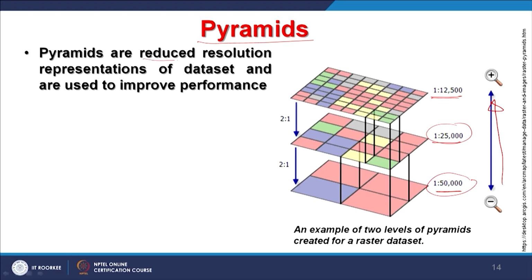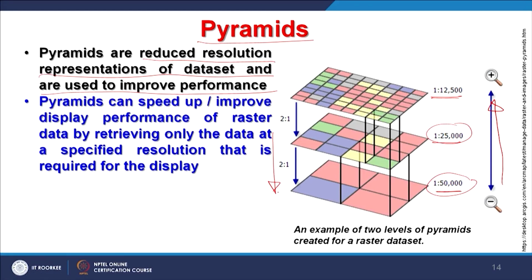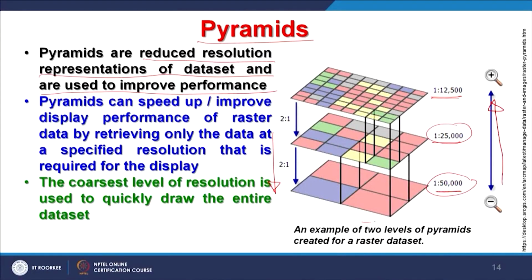So, pyramids are reduced resolution representations of a data set and are used to improve performance, reduced in the downward side like this. Pyramids can speed up, improve the display performance of raster data by retrieving only the data at the specified resolution that is required for the display. As you keep zooming in, it will display a small ground area but at a higher spatial resolution, and the coarsest level of resolution at the bottom quickly draws the entire data set.